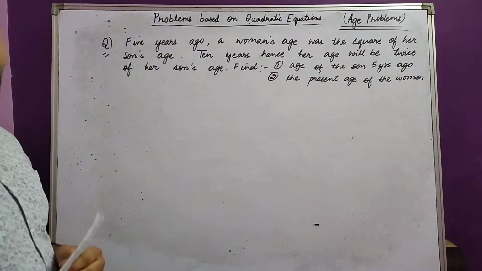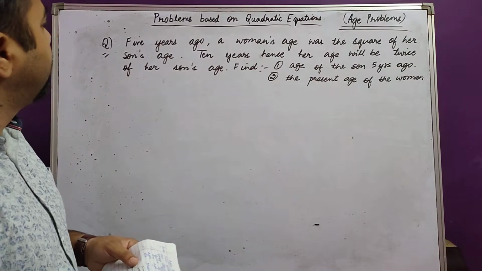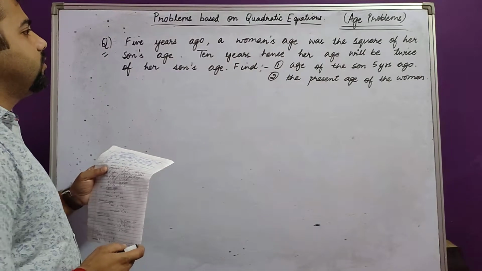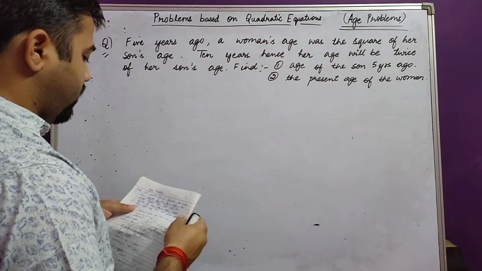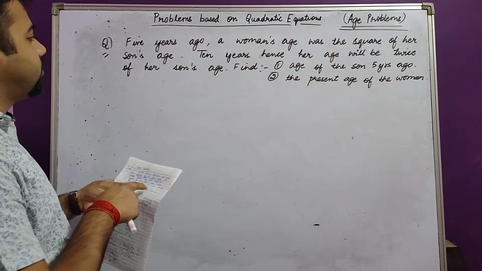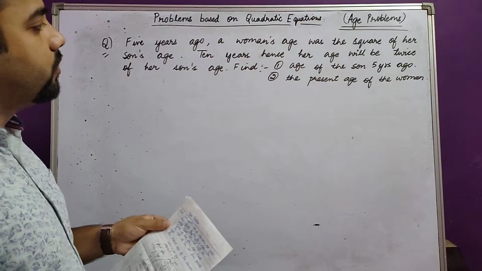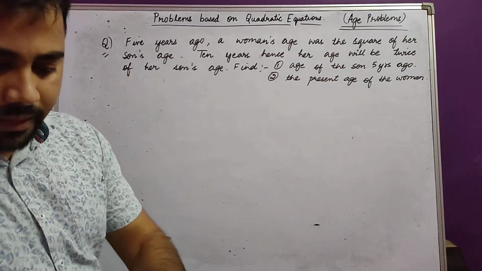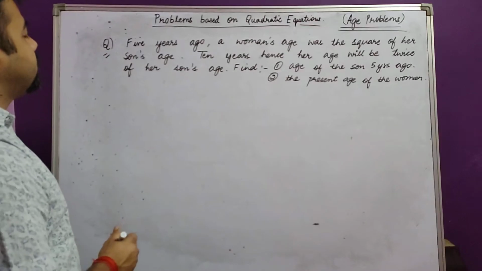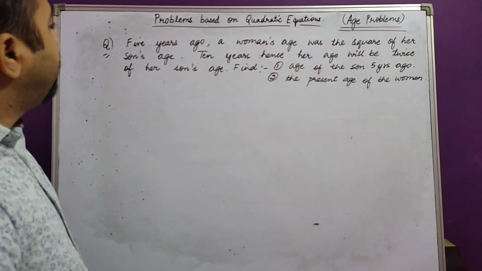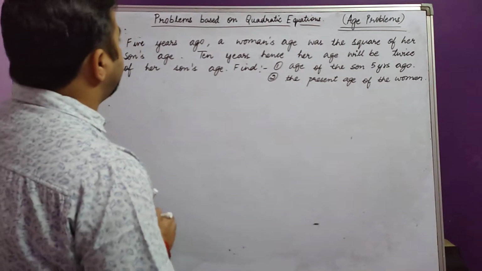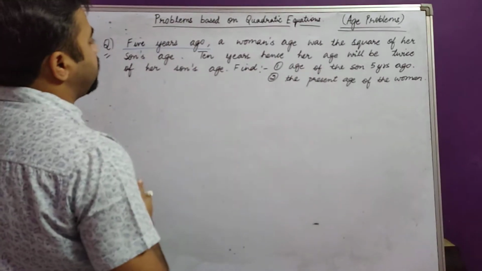Let us see how we are going to proceed in these types of questions. The question says 5 years ago, a woman's age was the square of her son's age. 10 years hence, her age will be twice her son's age. Find the age of the son 5 years ago and the present age of the woman and the son. Let us see. 5 years ago, first of all we have to assume the ages 5 years ago of the son as well as the woman. Let us start the question from here.